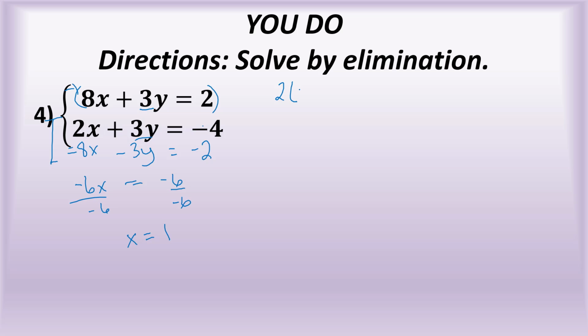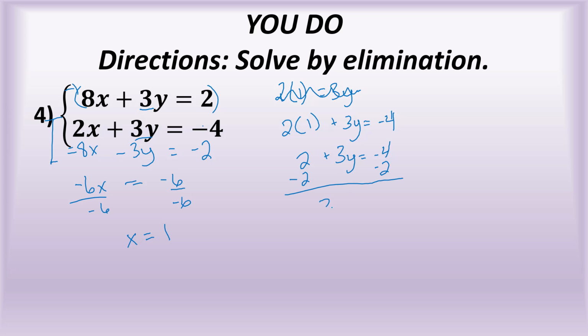So again, 2 times 1 plus 3y is equal to -4. So 2 times 1 is 2, plus 3y is equal to -4. We will subtract 2 from both sides. 3y is equal to -6. We'll divide by 3 on both sides, and y is equal to -2. So we have a solution of (1, -2).